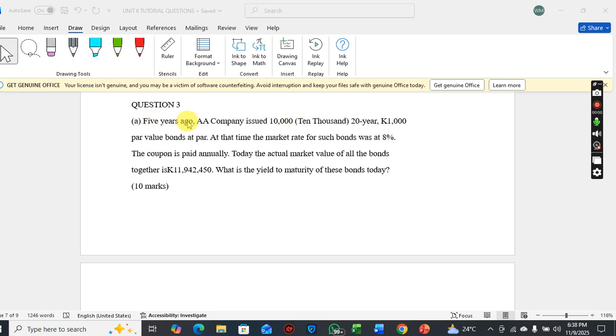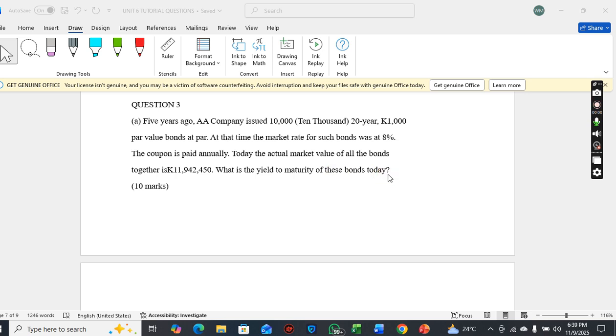Okay, so 5 years ago, a company issued 10,000 20-year 1,000 par value bonds at par. At the time, the market rate for such bonds was 8%. The coupon is paid annually. Today, the actual market value of all the bonds together is 11,942,450. What is the yield to maturity of these bonds?